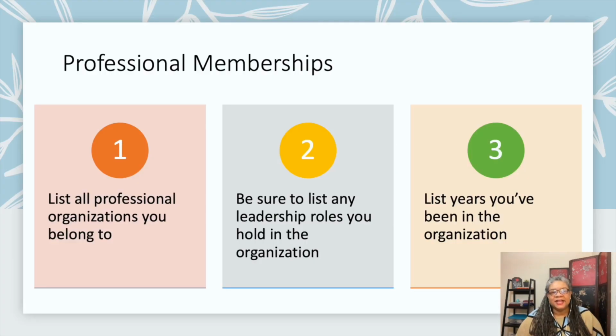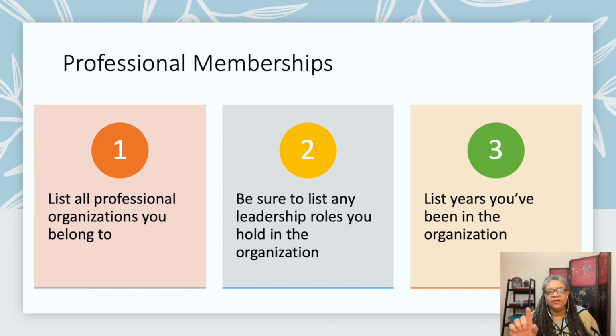And then the next section is professional memberships. So you want to list all of the professional organizations that you belong to. Now be sure to list any leadership roles you took while you've been in those organizations. That's going to be really key and critical for faculty that are evaluating your application materials as they come through. It shows that you not only became a member, but you also actively participated, and that can help you stand out for some interview committees.